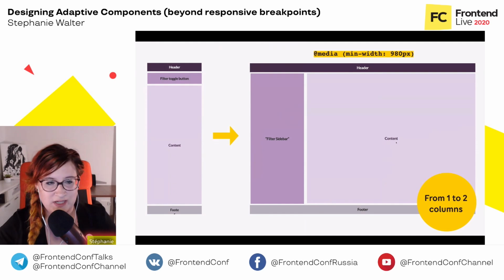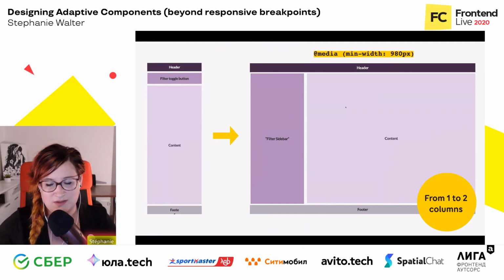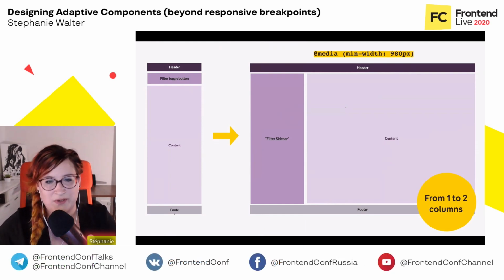What we usually do to build this kind of layout is we have 1 column on mobile, and most of the time you're going to hide this sidebar behind a button, this toggle button. And then when the screen is, I don't know, 980 pixels wide, we say, okay, we shift this 1 column to 2 columns. So this is usually what I call primary breakpoints.